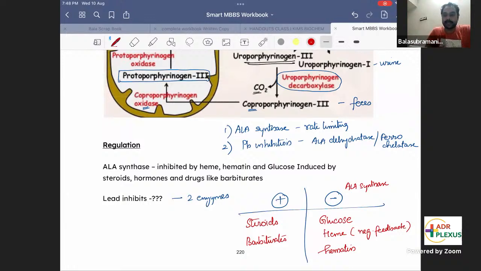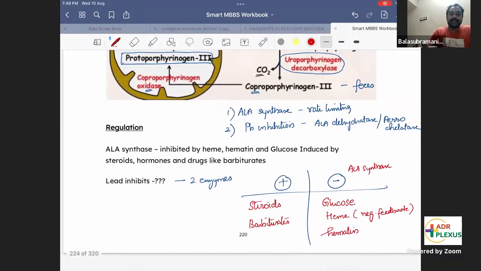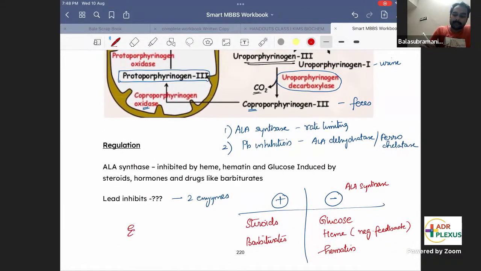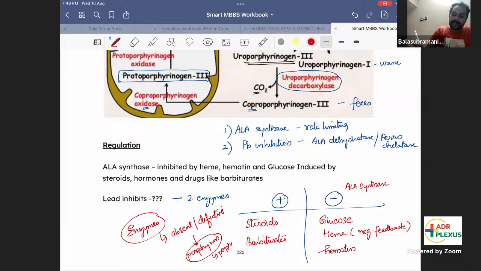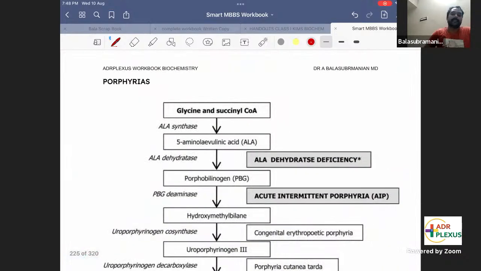Okay, done. Now you must understand what will happen if some of the enzymes in heme metabolism are absent or defective. It will lead to accumulation of porphyrins, and this will lead to a disease called porphyrias, which is very, very important. Porphyrias.